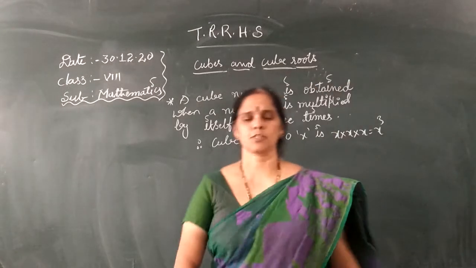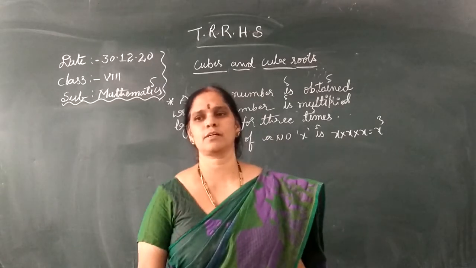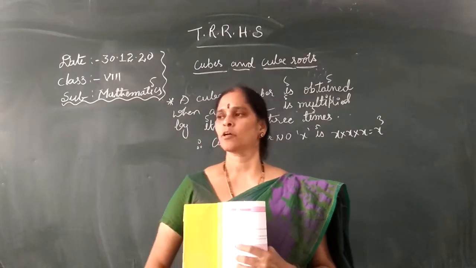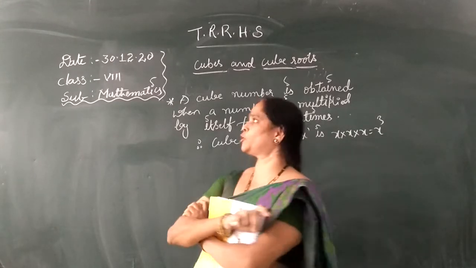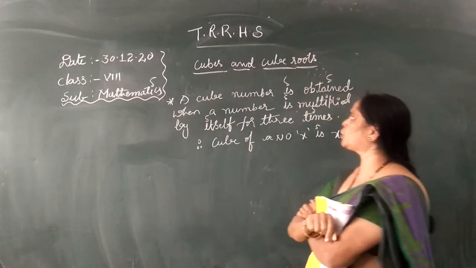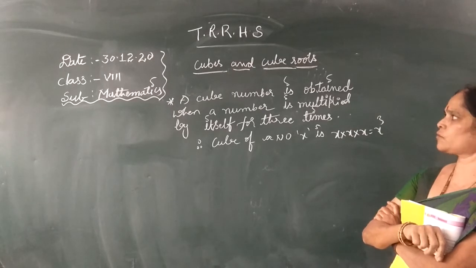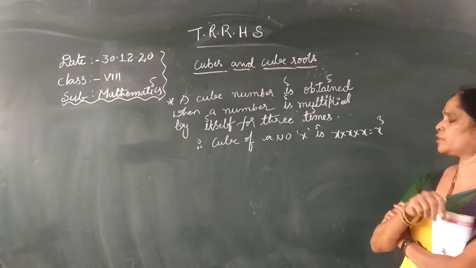Students, we finished square roots. Our chapter is square roots and cube roots. Already we finished square roots. Now we are in cube roots, cube and cube roots. So what is cube root? A cube number is obtained when a number is multiplied by itself 3 times.